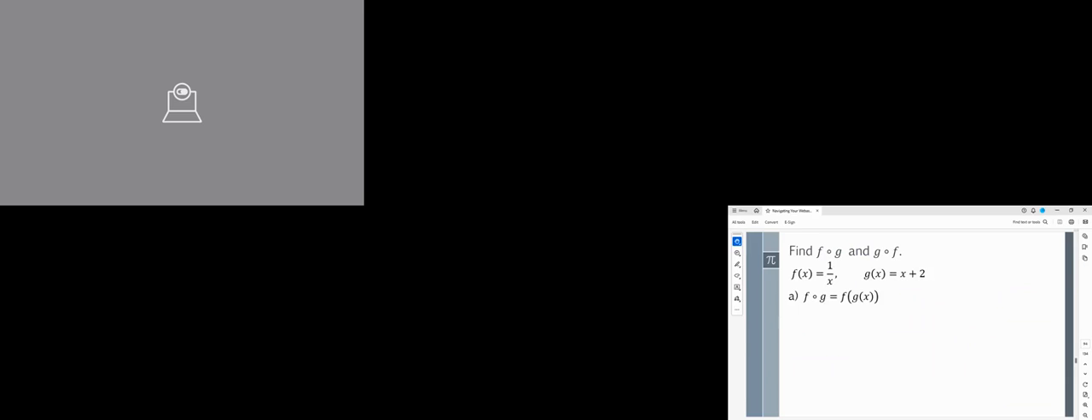Let's do another one. So here we have f composed of g of x. So g of x is x plus 2, and we're going to substitute x plus 2 in for x. So we end up with 1 divided by x plus 2.